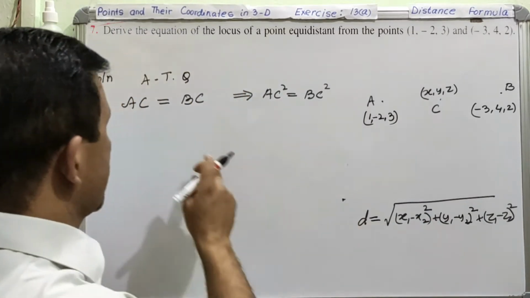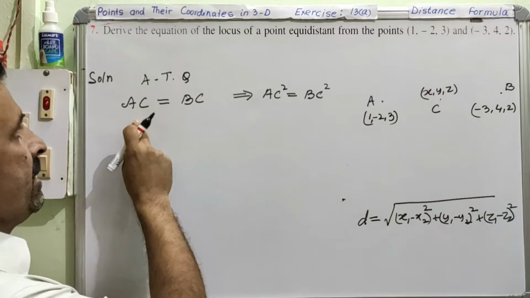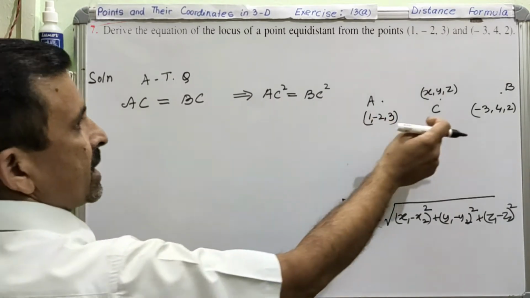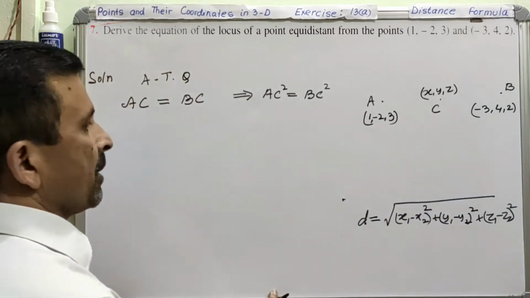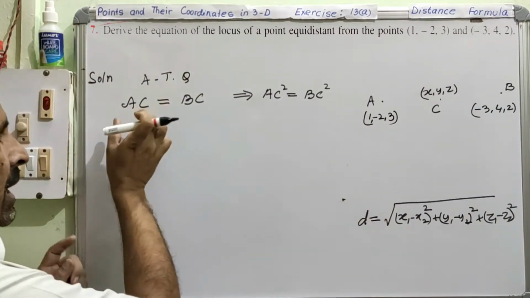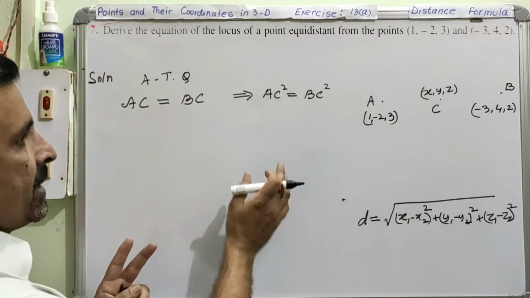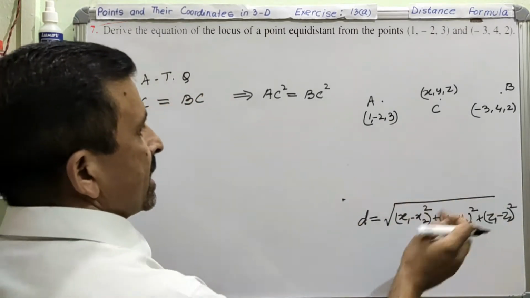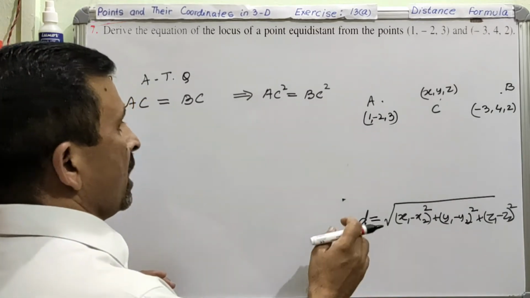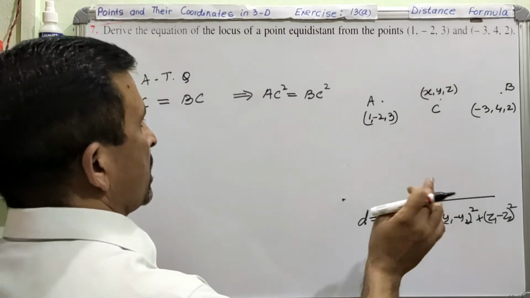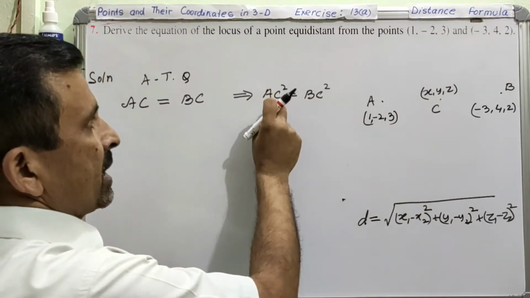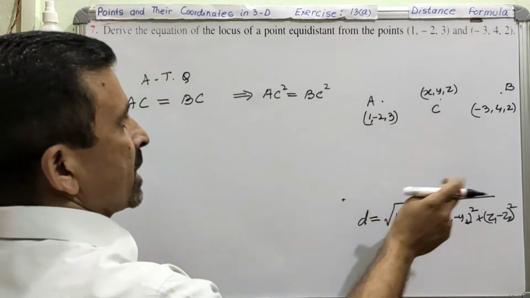And for that reason only, actually this is AC. AC is the distance between A and C. BC is also a distance, the distance between B and C, right? But because we have the value of AC on the left side and BC on the right-hand side, both sides will have the square root sign. So in order not to get the square root sign, we are squaring both sides. That is why we have squared both sides. Now finally we will get this distance, but it will be without the root sign.